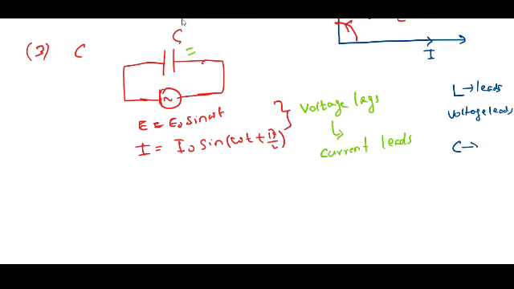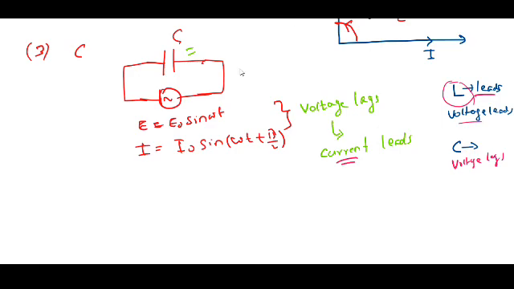But in the case of capacitance, the voltage lags. No need to remember that one separately. If you remember the voltage leads in the case of the inductor, automatically in the case of the capacitor, the voltage lags. Fine. If the voltage lags, then of course the current leads.